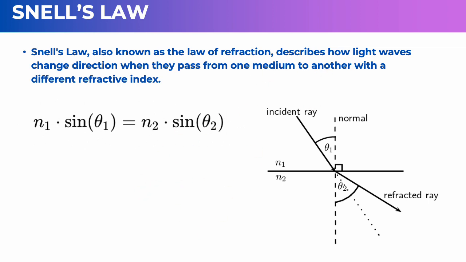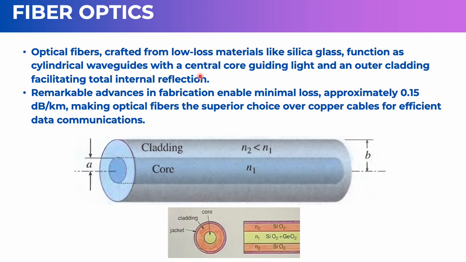Now that we know about reflection and refraction, we can explore one of the most common applications of ray optics, which is fiber optics. Fiber optics is the study of optical fibers, which are crafted from low loss materials like silica glass, which is SiO2, and they function as cylindrical waveguides with a central core and an outer cladding which facilitates total internal reflection.